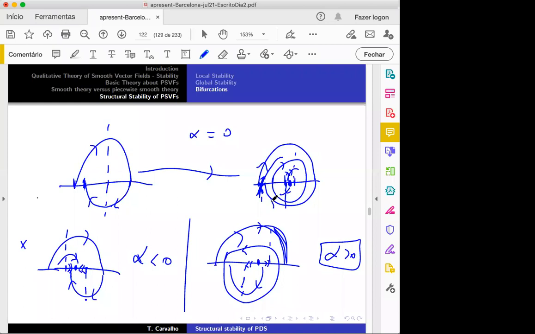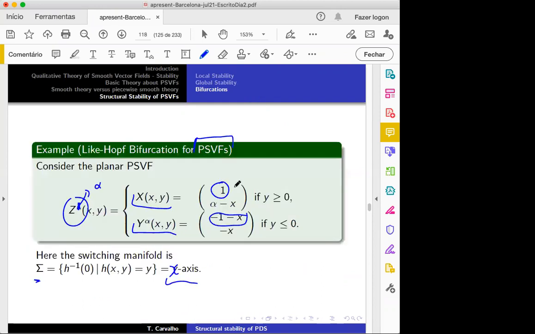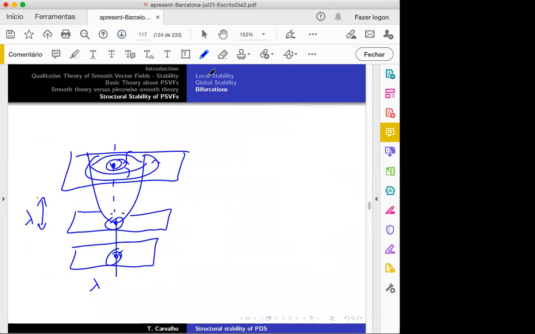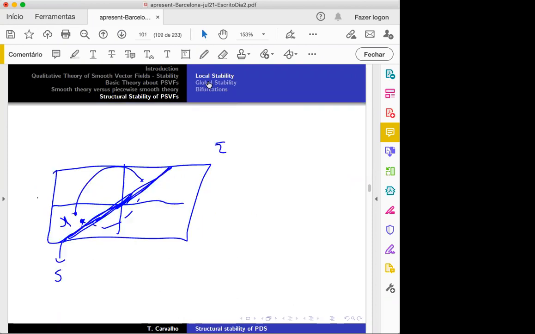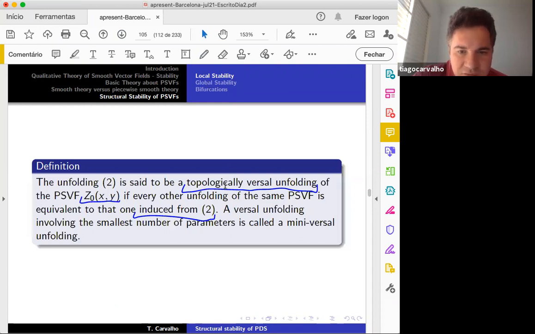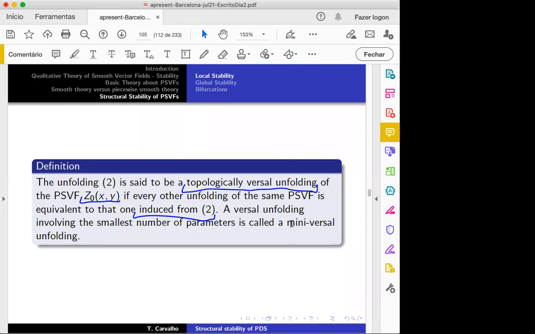Okay. Professor, I have a question. Can you give an example for versal unfolding versus miniversal unfolding? Yes, about this. These are definitions. Can you give an example? I can't understand the question. Can you give an example for these definitions? Example of the definitions? Yeah.